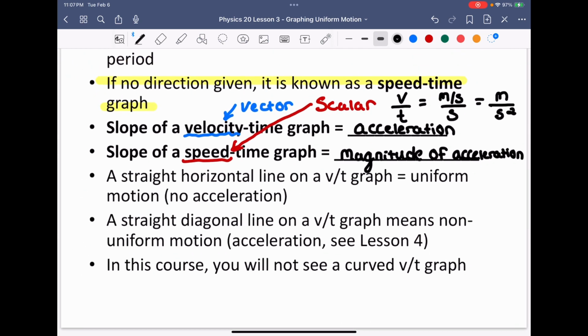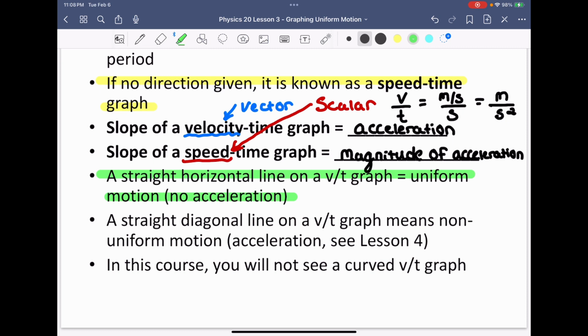Now, something to really point out here, just like we did before: if I have a straight line on this v versus t graph, that means that I have some sort of uniform motion or no acceleration. More particularly, it's a straight horizontal line. It's not having any sort of slope. It's going to be a zero slope. This means we have uniform motion because the velocity is not changing, or more importantly, the speed is not changing. You could use it interchangeably.